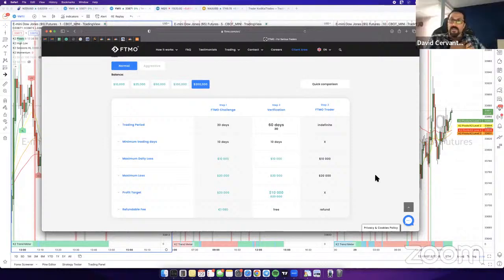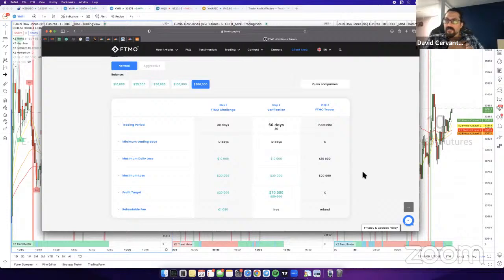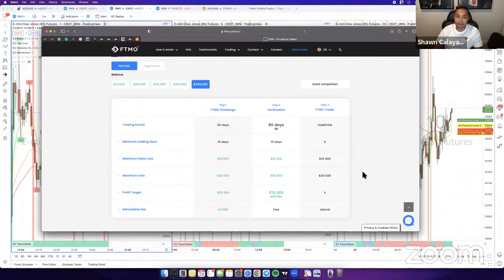Yeah. And what's the payout? The payout is 80-20, I believe. And if you're consistent, they do 90-10. And then they'll scale your account if you're consistent with them for, I think, 6 months.